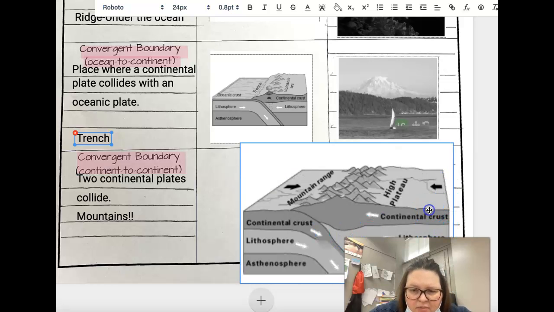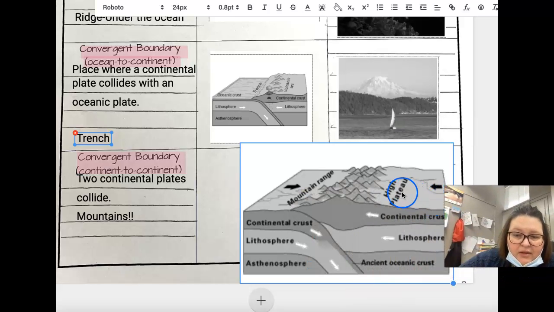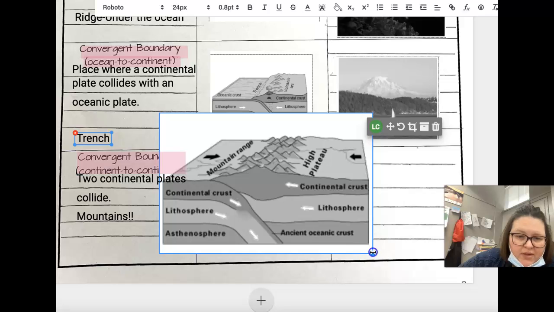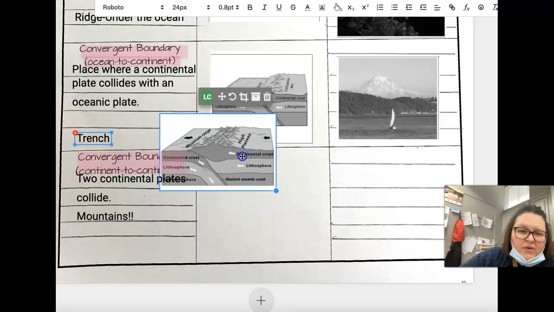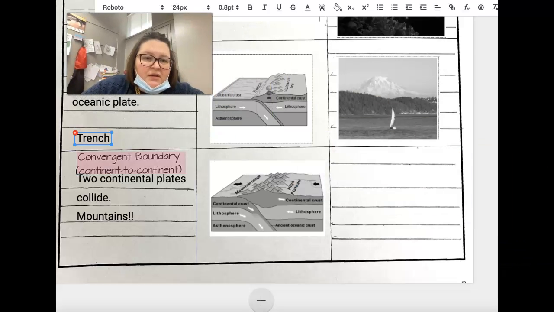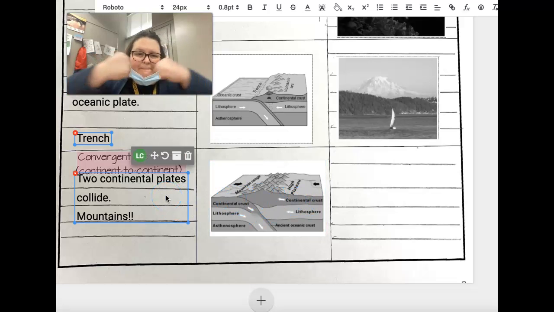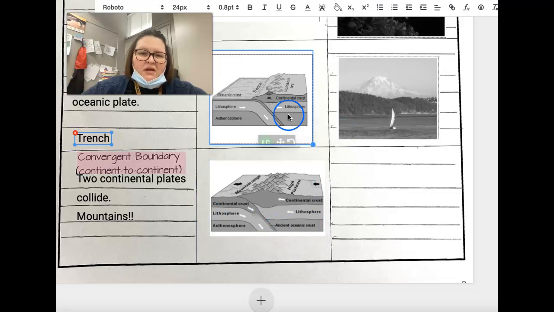And here it comes, maybe. Oh, that's my picture. Don't want to do that. Move myself to the side. Right here. In this picture, you can see a mountain range that has formed when these two crusts hit one another. Collide means to bam, come together.